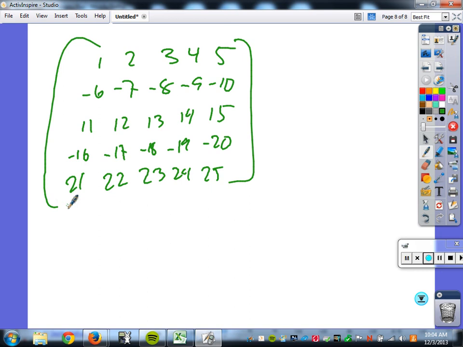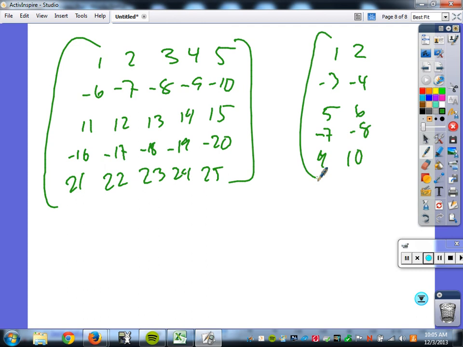Okay, who wants to multiply that guy through? Okay, so let's say we have 1, 2, -3, -4, 5, 6, -7, -8, 9, 10. Can we multiply those two together? We can, can't we? Why? This guy's a 5 by 5. This guy is a 5 by 2. What should it come out to be?